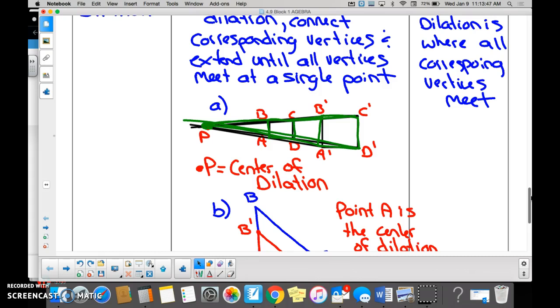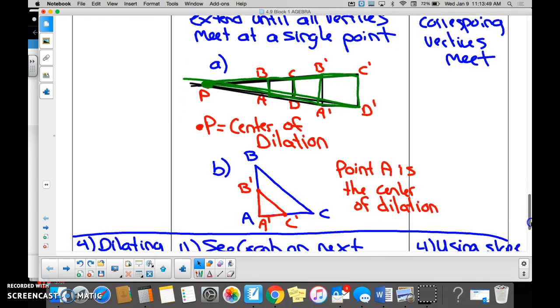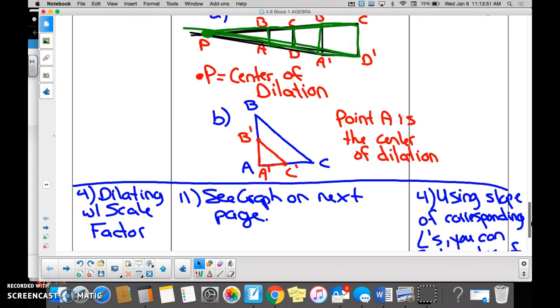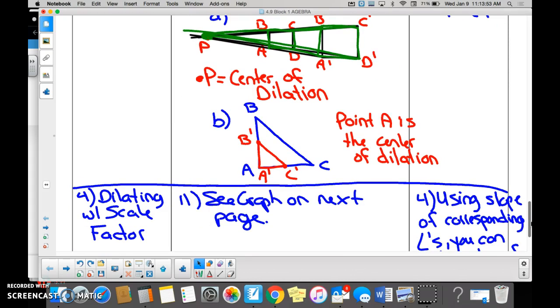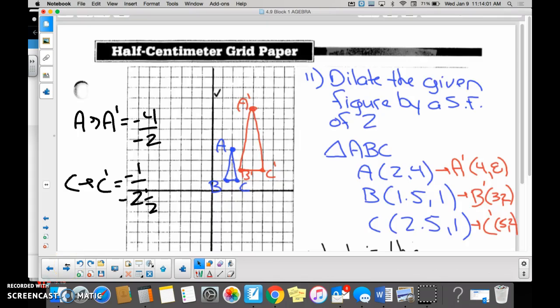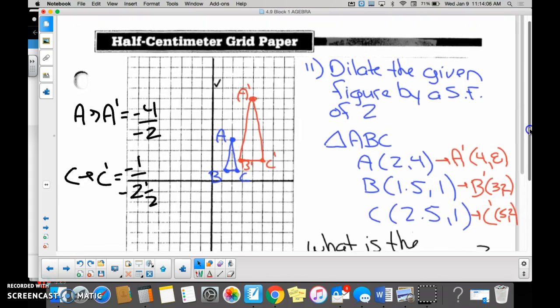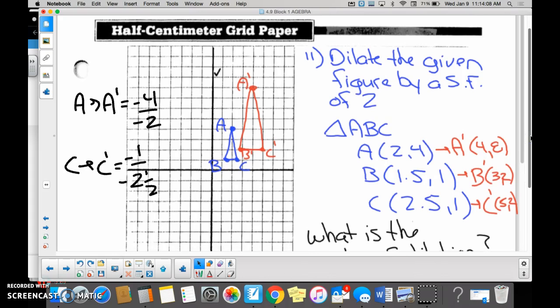B does the exact same thing. We have an actual triangle and then another image, which is right on top of the actual. The center of dilation ended up being point A, because we called this point A on our actual shape, right? Last thing we did is dilating with scale factor. I gave you the coordinates for triangle ABC, and you graphed them. Yes, no? Yes. And then I told you to dilate that by a scale factor of 2, and that's all.